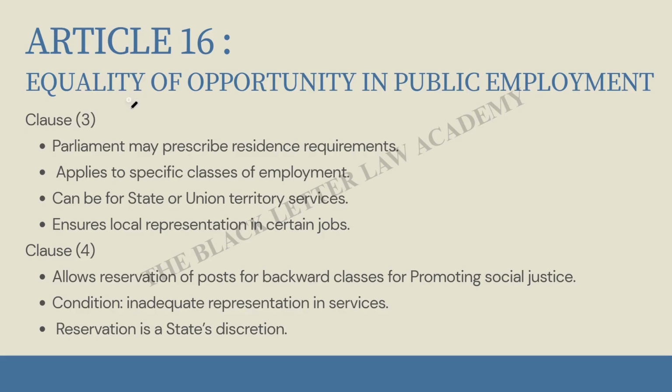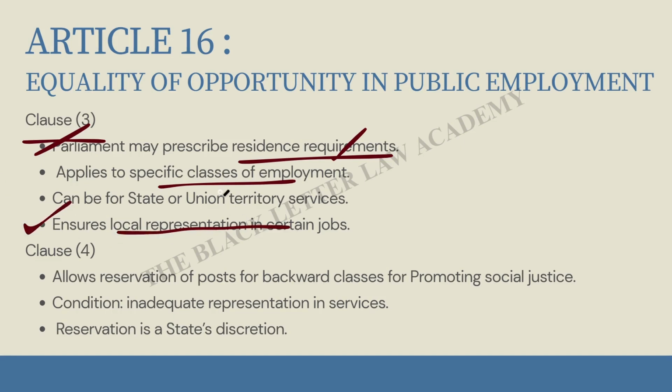The next one, Article 16 clause 3. Now comes a very important but often misunderstood point. States do not have unlimited power to impose residence conditions. Parliament may prescribe a residence requirement. Only Parliament can prescribe residence as a qualification for certain public posts. State governments cannot do this on their own. For example, if residence is required for a state government job, it must be backed by a law made by Parliament. Otherwise, it violates Article 16. It applies to a specific class of employment. It ensures local representation in certain jobs.